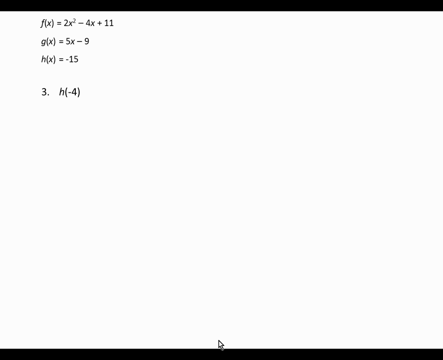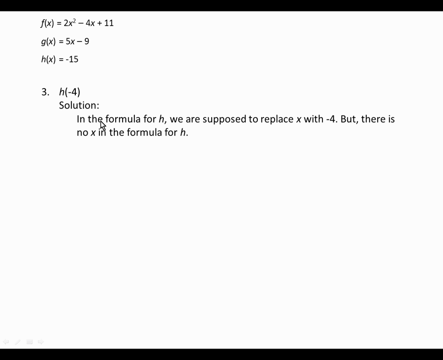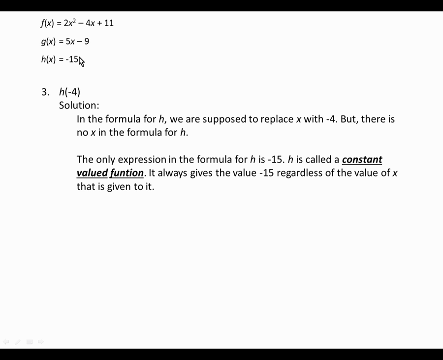Number 3, h of negative 4. So in your formula for h, we're going to replace x with negative 4. Okay, but in the formula, there is no x. There's only the number negative 15. So when there's no variable in the formula, it's called a constant valued function. So no matter what you give h of x, it's always going to give you back negative 15.